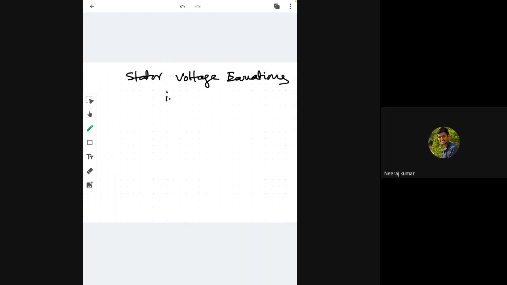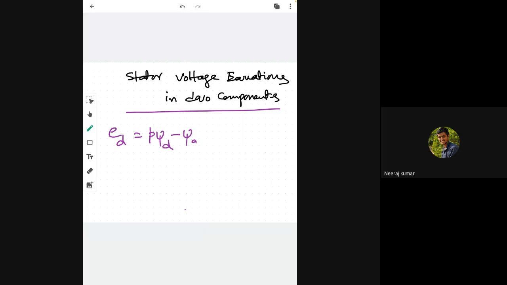Stator voltage equations in DQ components. So ED is the d-axis voltage that is equal to P psi D minus psi Q P theta minus RA IA. The first term is the transformer voltage, the second term is the speed voltage, the third term is the resistance drop.